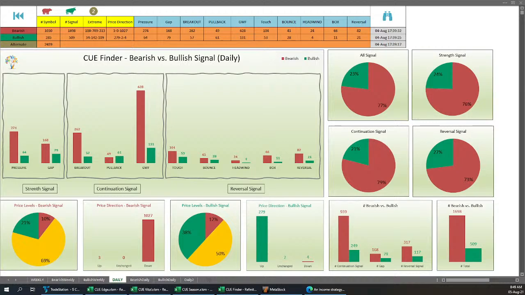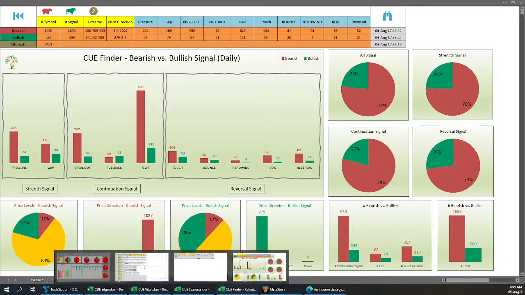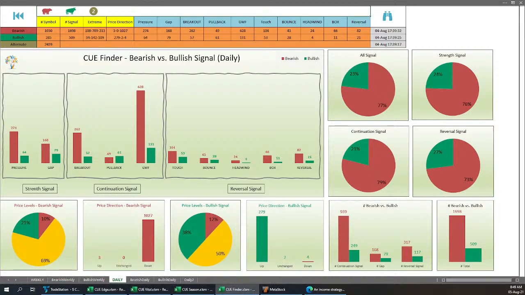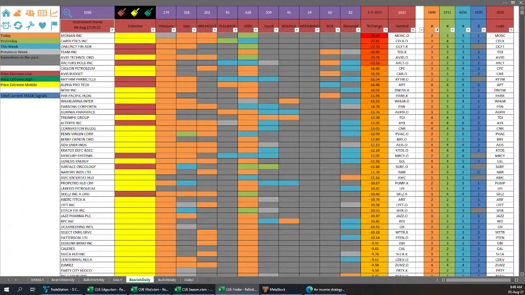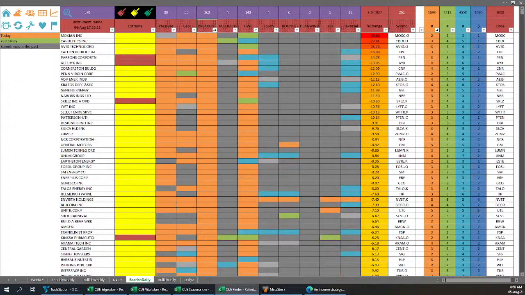What else to look for? Let's do the same exercise I did earlier to see the stocks that broke down. 262 breakdown stocks yesterday. Let's flag them.